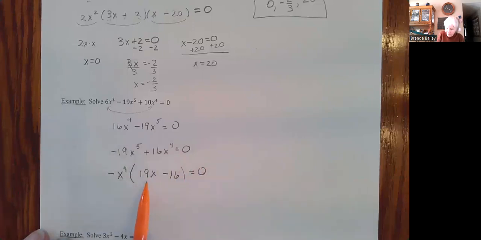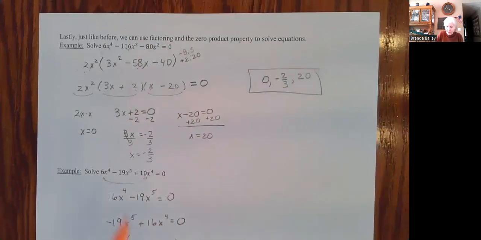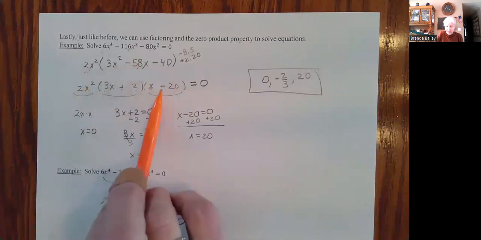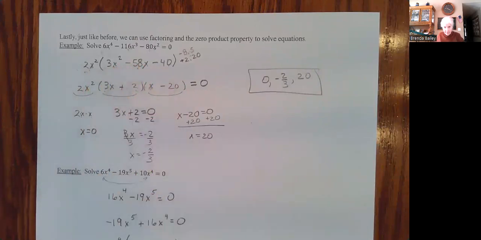Now, you can't factor this any further. You're done factoring. Whereas before, when we took out the greatest common factor, we looked at what was left to see if we could factor it, and we could.